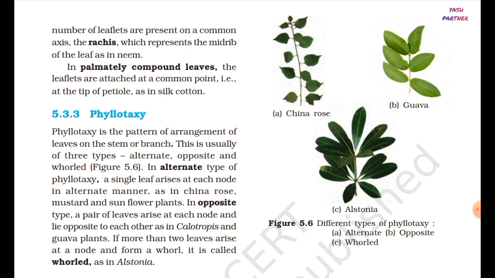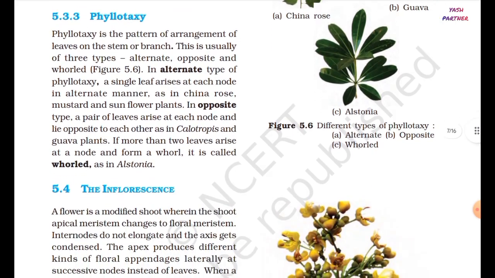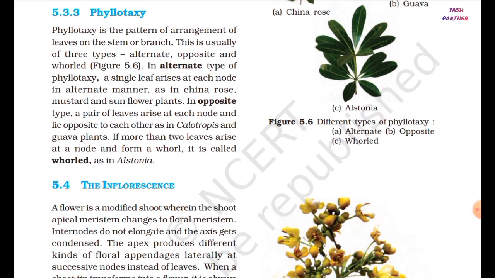5.3.3 Phyllotaxy. Phyllotaxy is the pattern of arrangement of leaves on the stem or branch. This is usually of three types: alternate, opposite, and whorled, figure 5.6. In alternate type of phyllotaxy, a single leaf arises at each node in alternate manner, as in China rose, mustard, and sunflower plants.